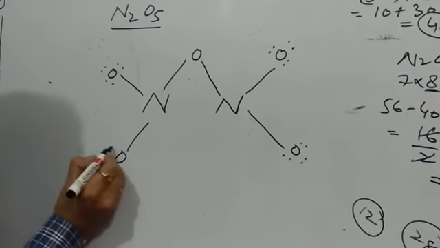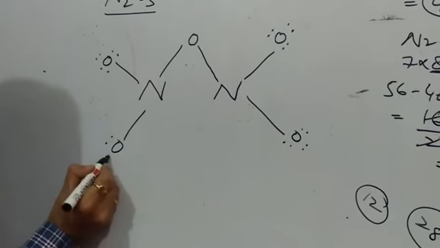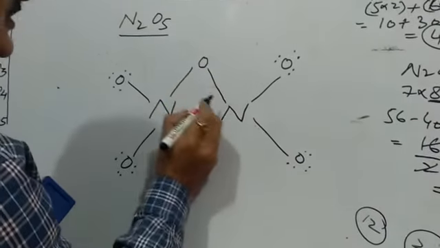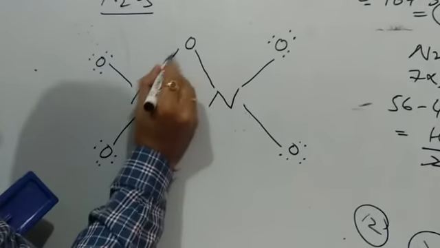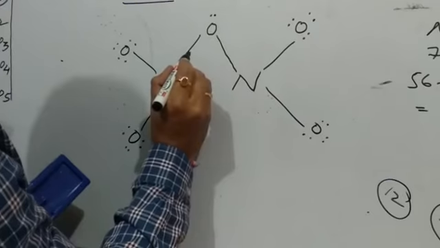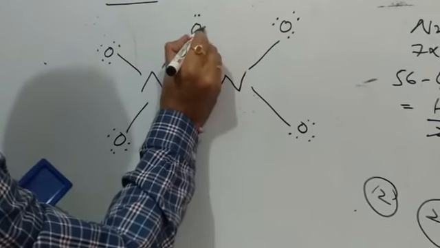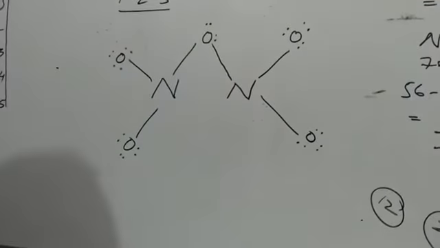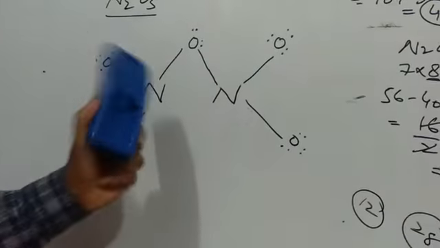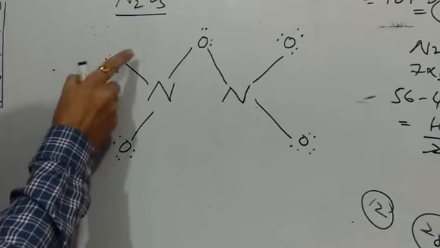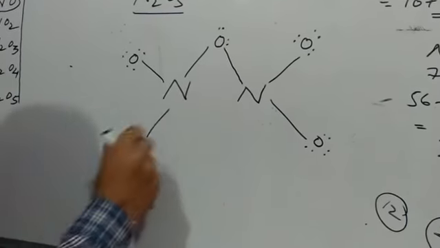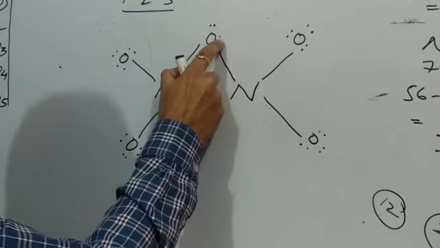We have 10 more. 20, 22, 24. Now coming to this, it has 2 plus 2, 4. 24 plus 2, 26. 2 more here, 28. Now all electrons have been consumed. All 28, these 40 electrons have been consumed. Let us count whether all have been consumed or not. 6 plus 2, 8. 6 plus 2, 8. 16, 16 plus 4.